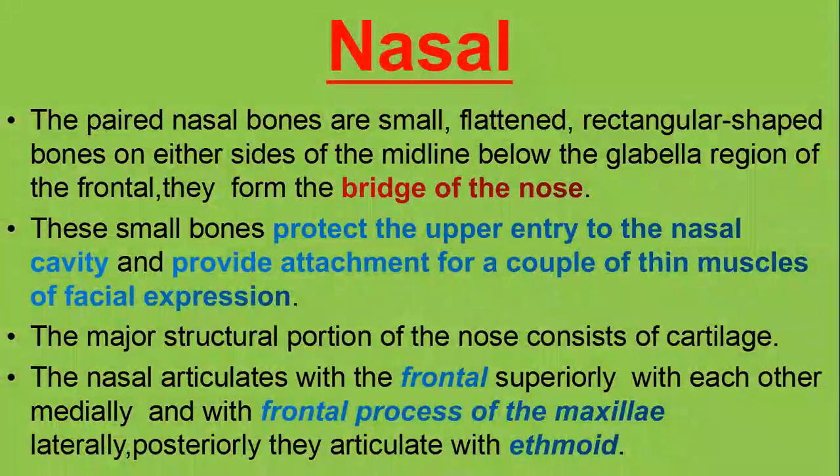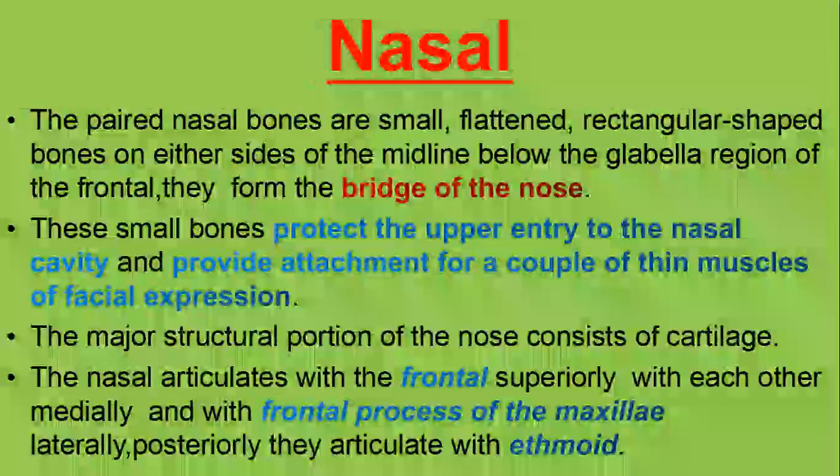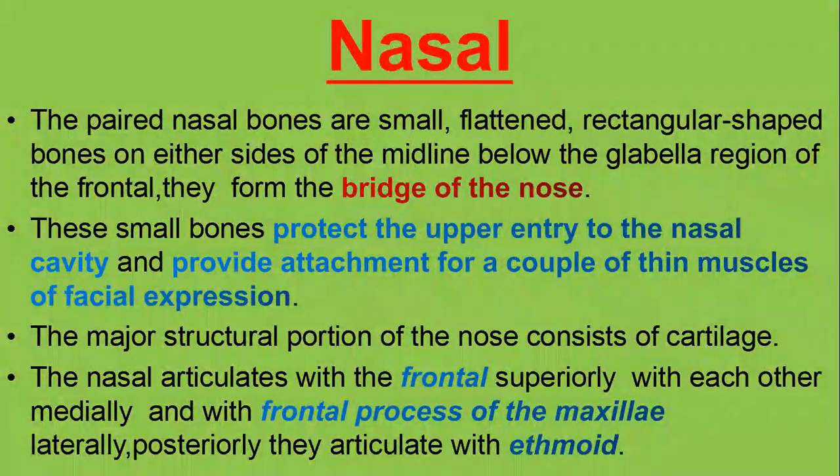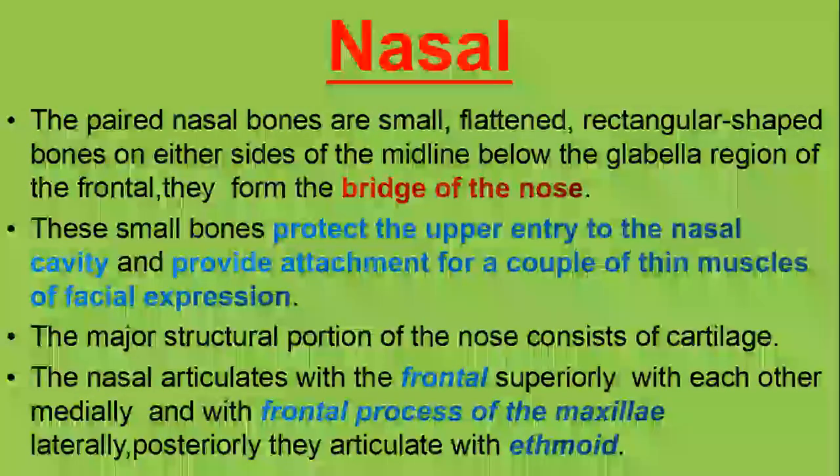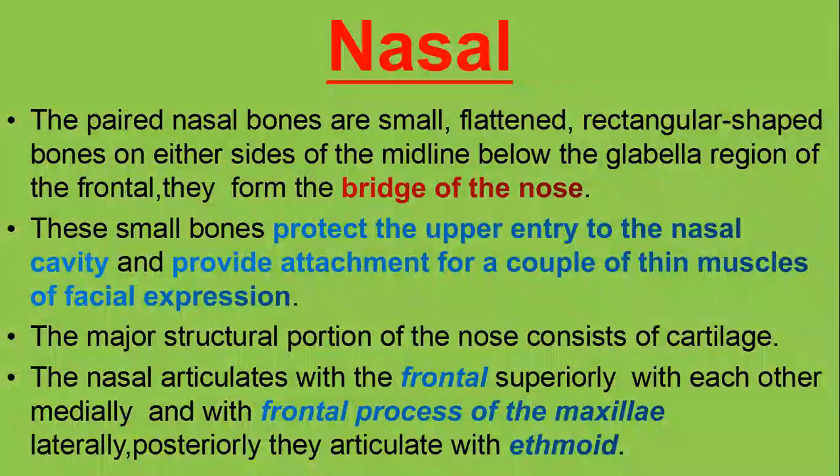The paired nasal bones are small, flattened, rectangular-shaped bones on either side of the midline below the glabellar region of the frontal, and they form the bridge of the nose. These small bones protect the upper entry to the nasal cavity and provide attachment for a couple of thin muscles of facial expression. The major structural portion of the nose consists of cartilage.